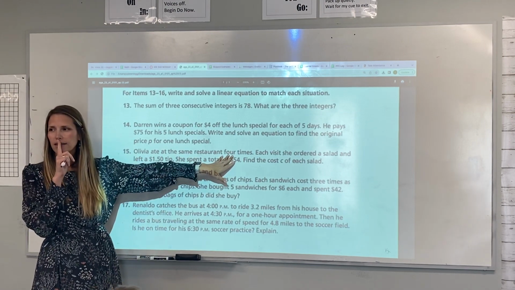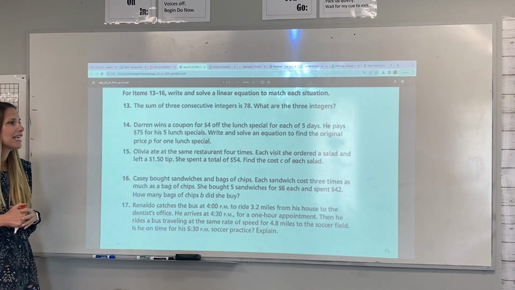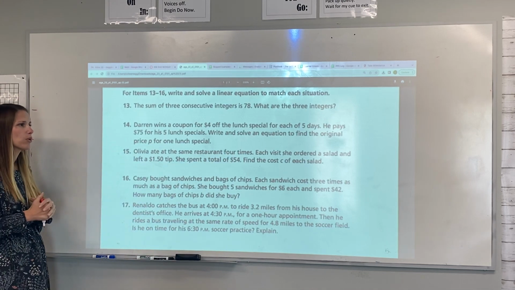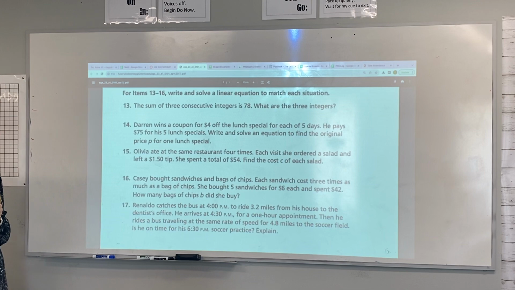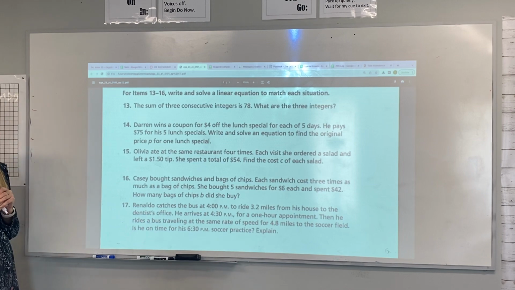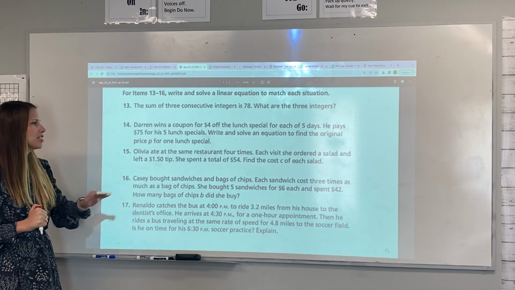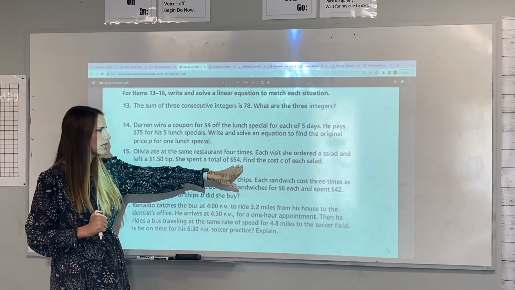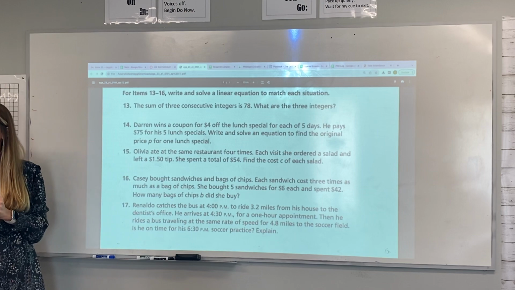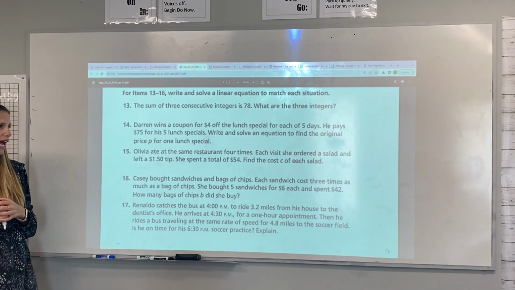Okay, bring it back. Olivia ate at her restaurant 4 times. Each visit, she ordered a salad and left a $1.50 tip. That seems a little cheap to me, but we'll see if it actually makes any sense. She spent a total of $54. Find the cost of each salad.